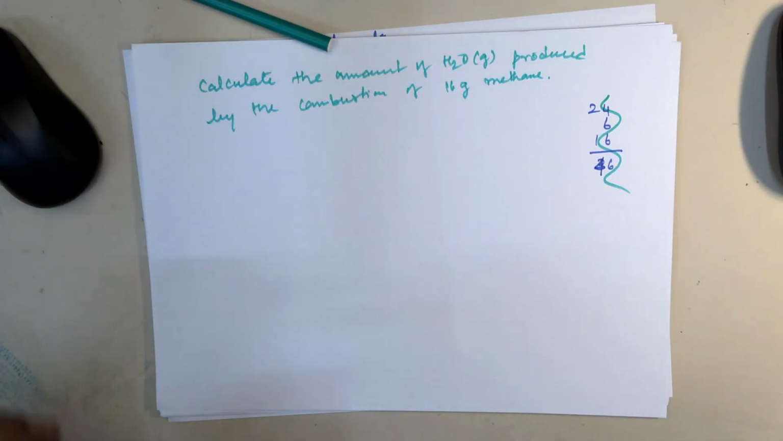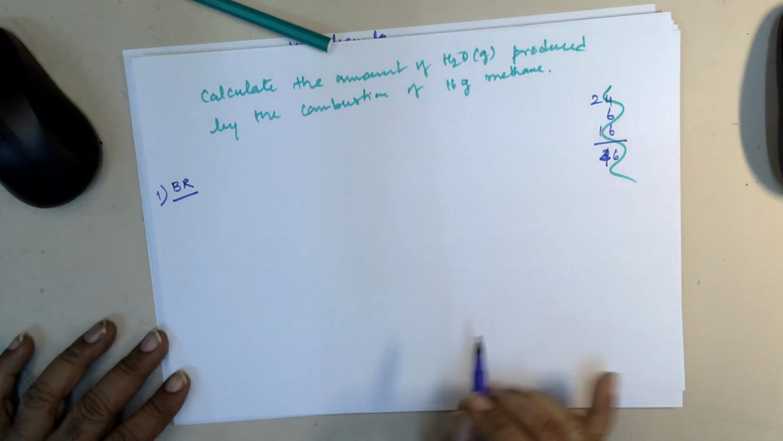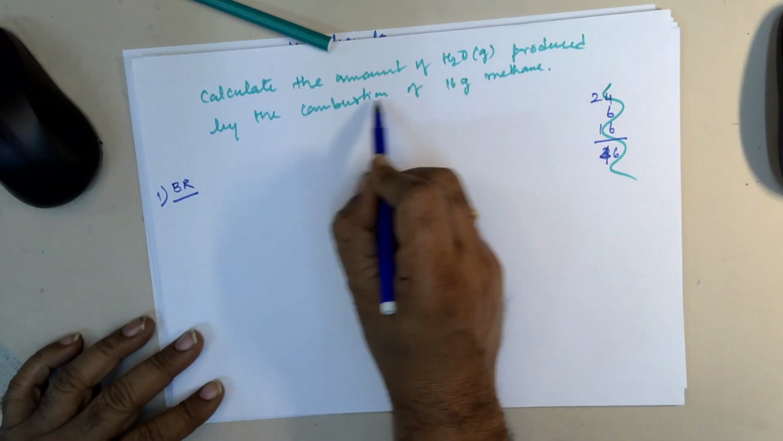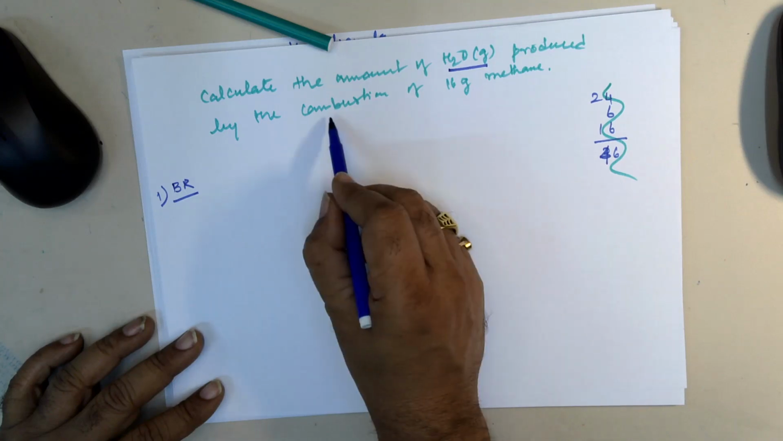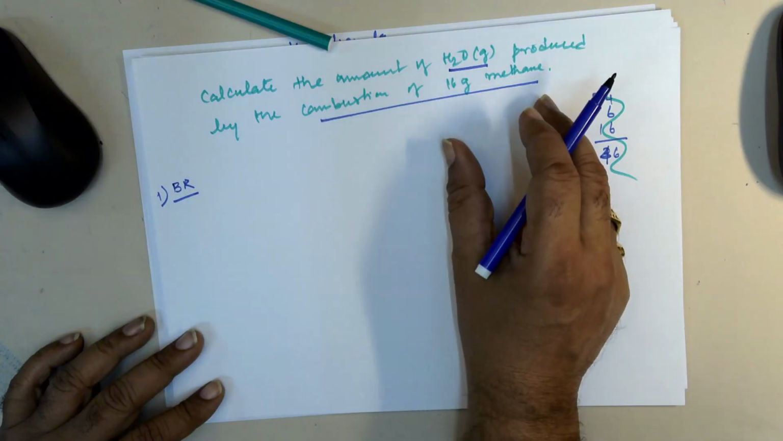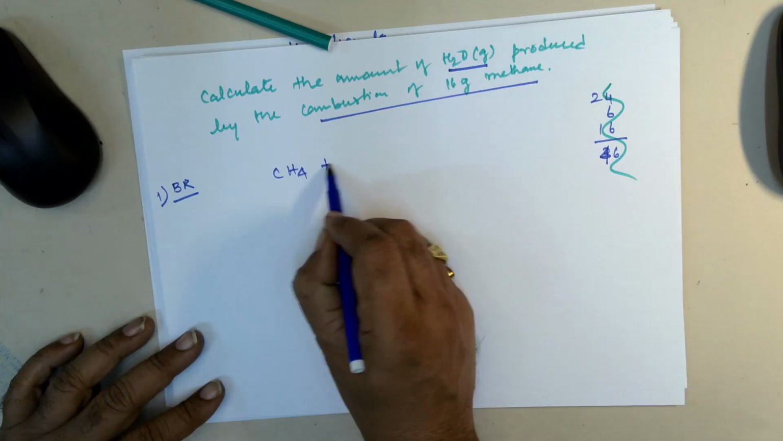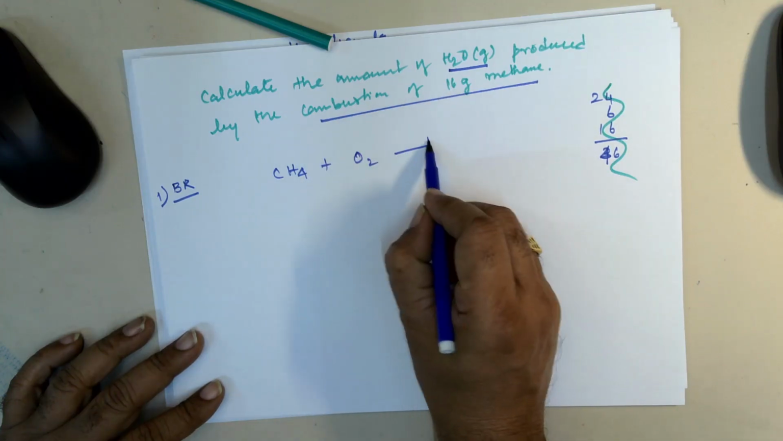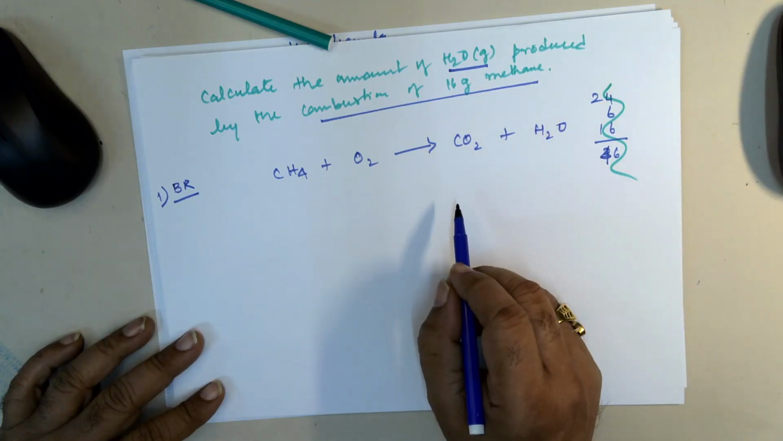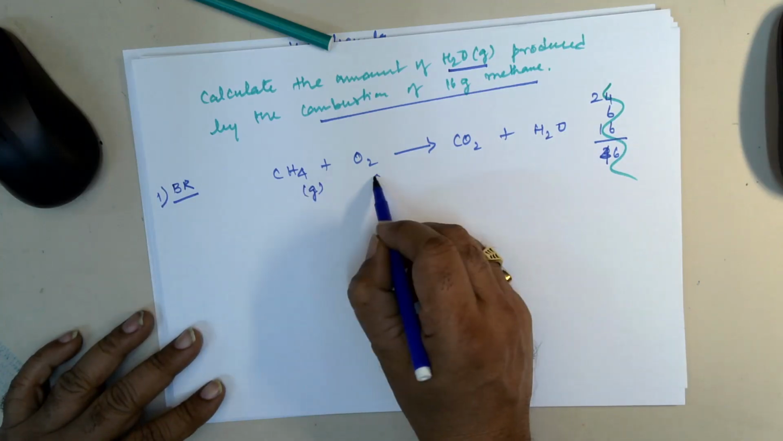Now let us take up. First of all, we have to write down the balanced reaction. So how to write down the reaction? Calculate the amount of water produced by the combustion of methane. I already told you combustion means burning an organic compound in presence of oxygen. So what is the organic compound? CH4, methane. It is burnt in presence of oxygen to give, definitely, carbon dioxide and water. Okay. So all are in gaseous states.